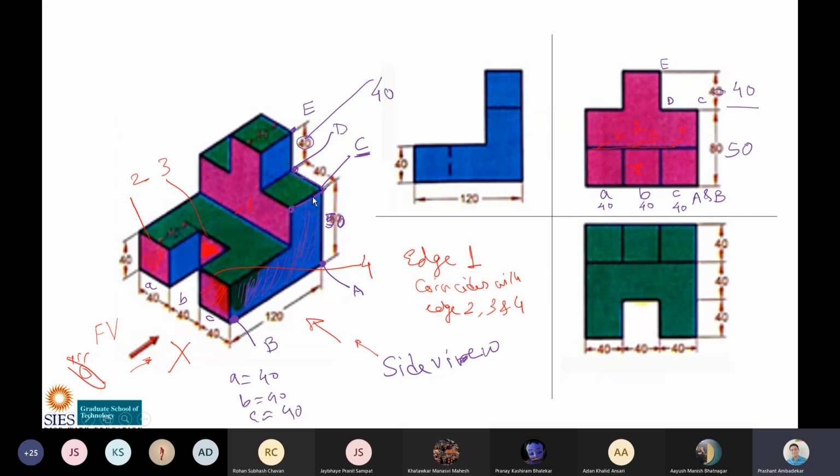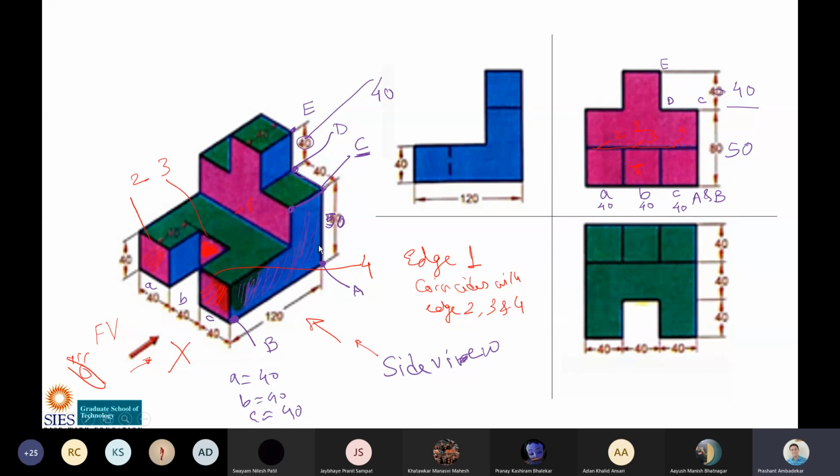So it means that above this line, this another surface will come. So that's why this L has come like this. Is the side view clear to all of you? I want acknowledgement from the students. Yes, sir, clear. Okay, good.